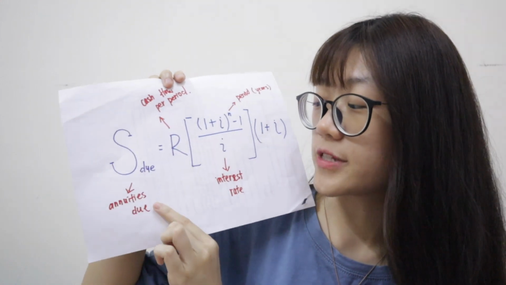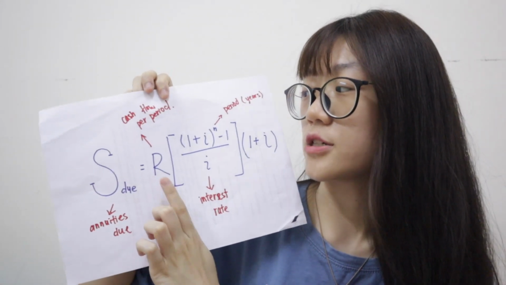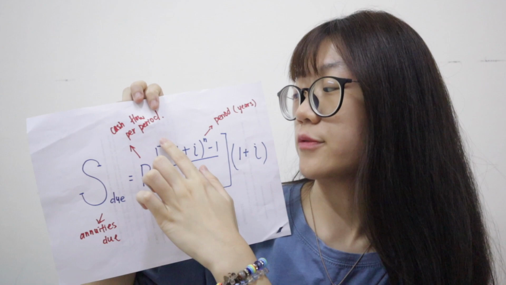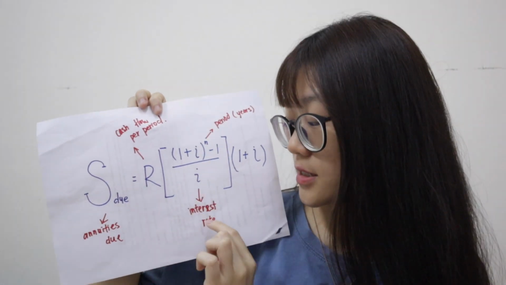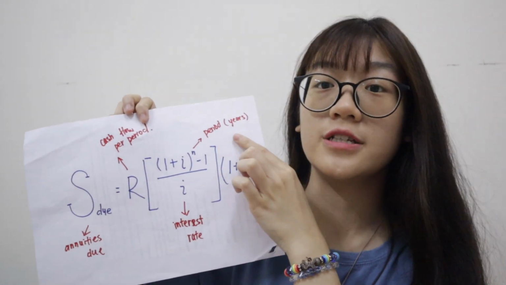Here is the annuity due formula. S represents the annuity due and R is the cash flow per period. I is the interest rate and N is the period in years.